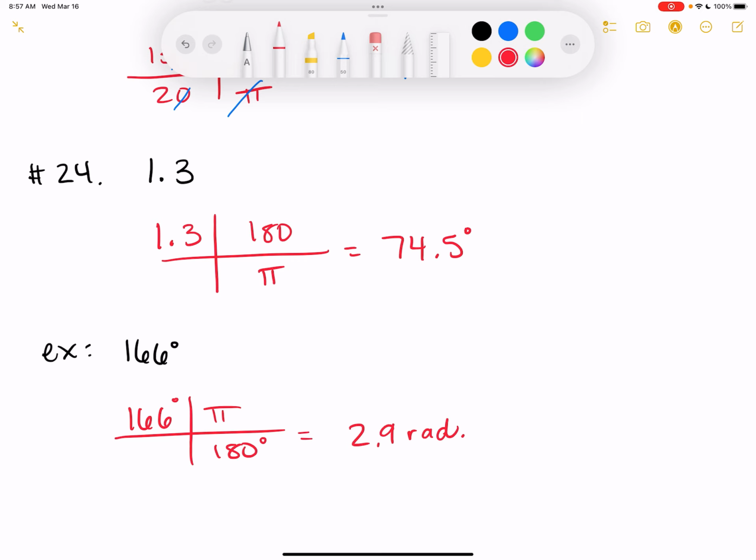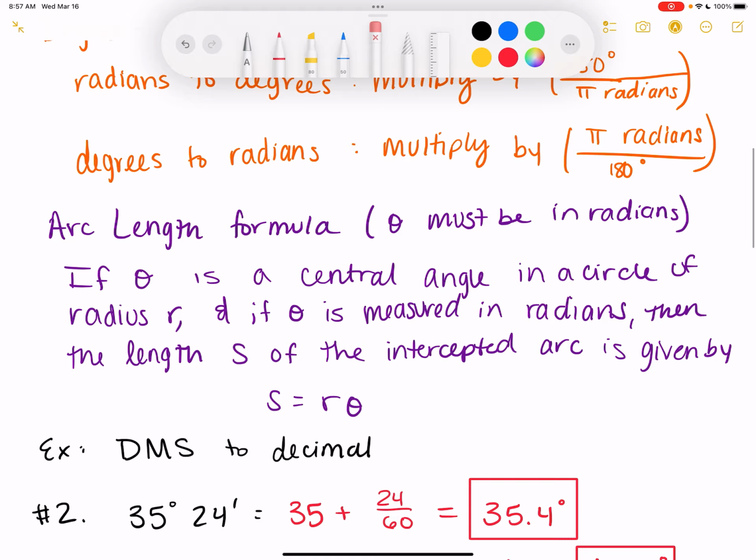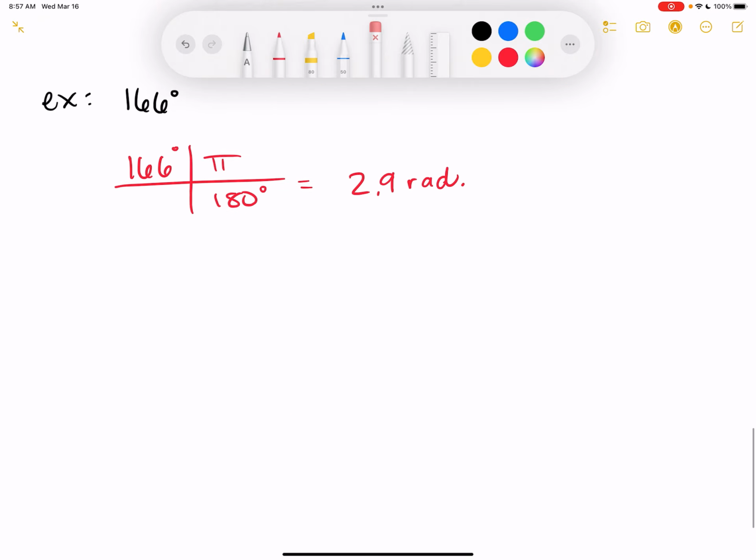The other way, if you wanted to do it, is you could cancel stuff out and leave this as something pi over the other thing. But I would just convert it to the decimal, because when you actually go to do these arc length problems, you're going to need the decimal value anyways to solve them.